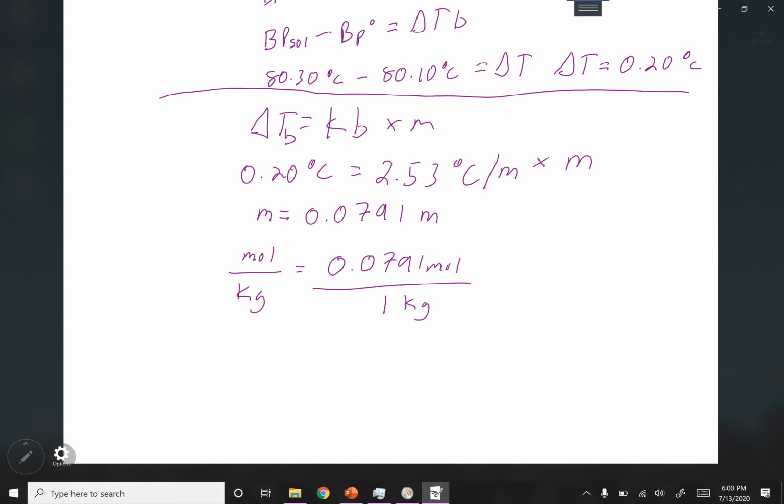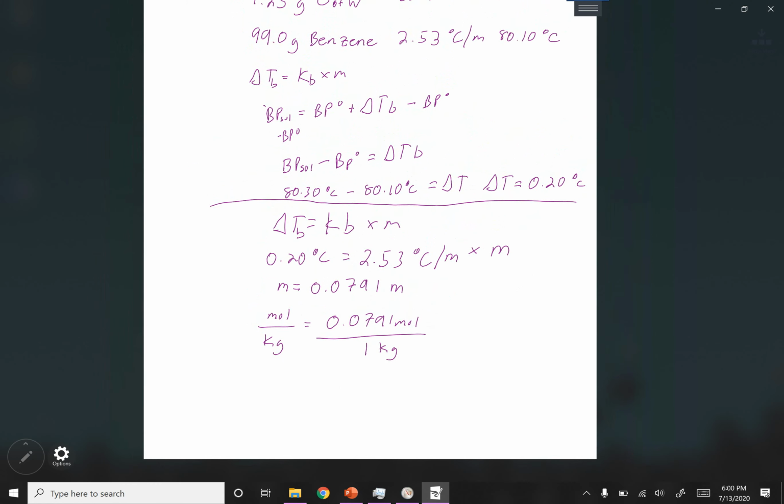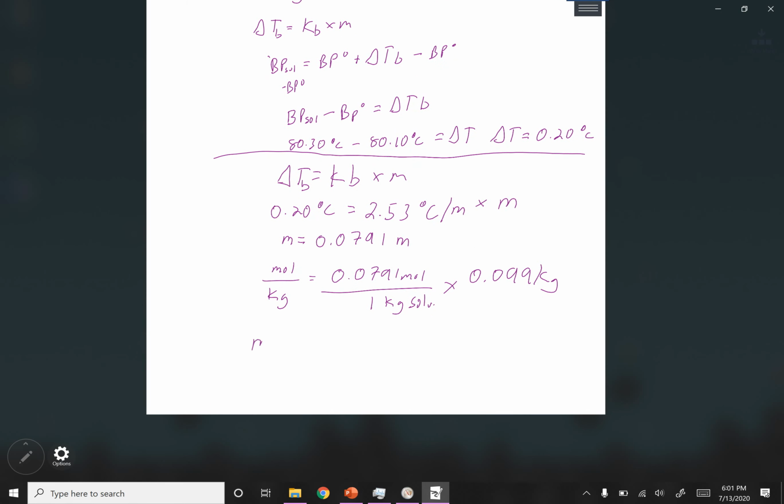So how can we get rid of the kilogram part and isolate our moles? Well, they told us, and remember that's of the solvent, so that's our solvent, which is benzene. They told us we have 99 grams, so if we multiply by 0.099 kilograms, that will eliminate the kilograms and leave us with moles. So the number of moles we have will be equal to 0.0791 times 0.099. So we end up with 0.00783 moles.